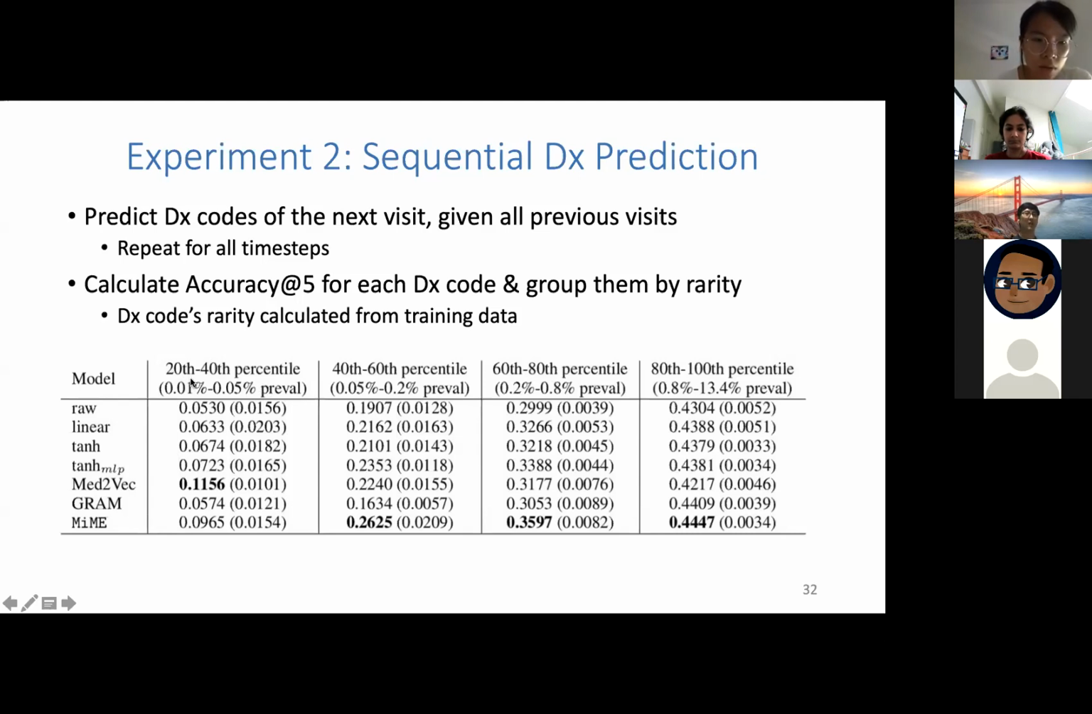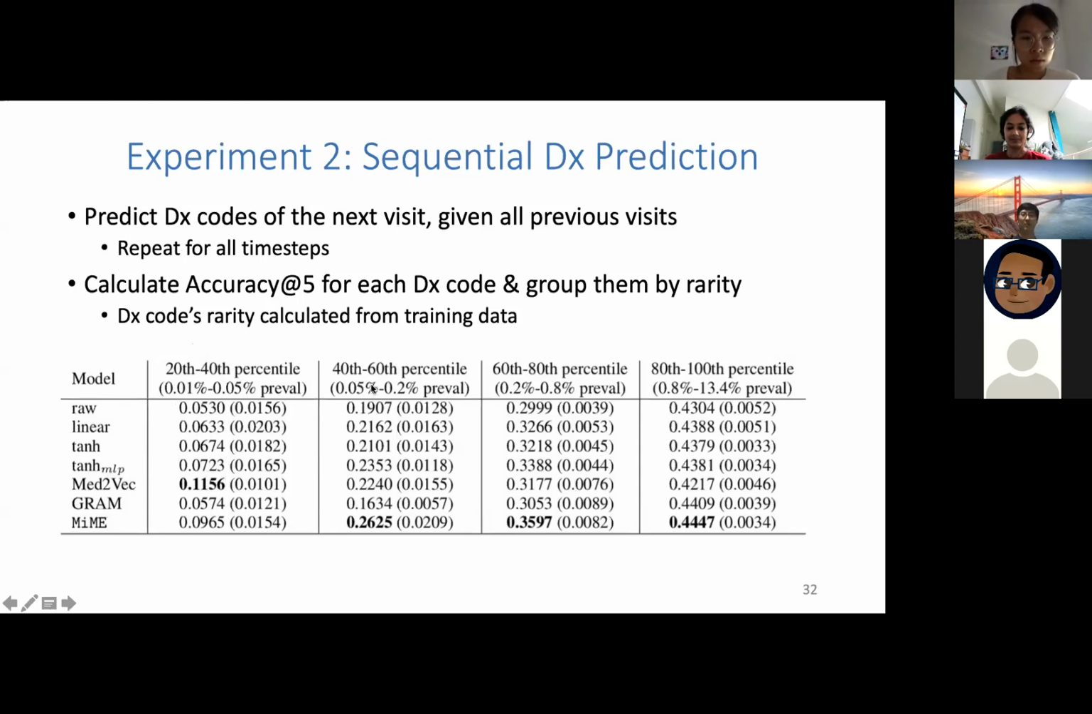There is only about 0.01% prevalence rate in the training samples. So the diagnosis codes included in this bucket happen in about 1 out of 10,000 samples, which is really, really rare. So I guess nothing really works here, except MedToVec. We're not really sure why MedToVec actually outperforms all the others here.